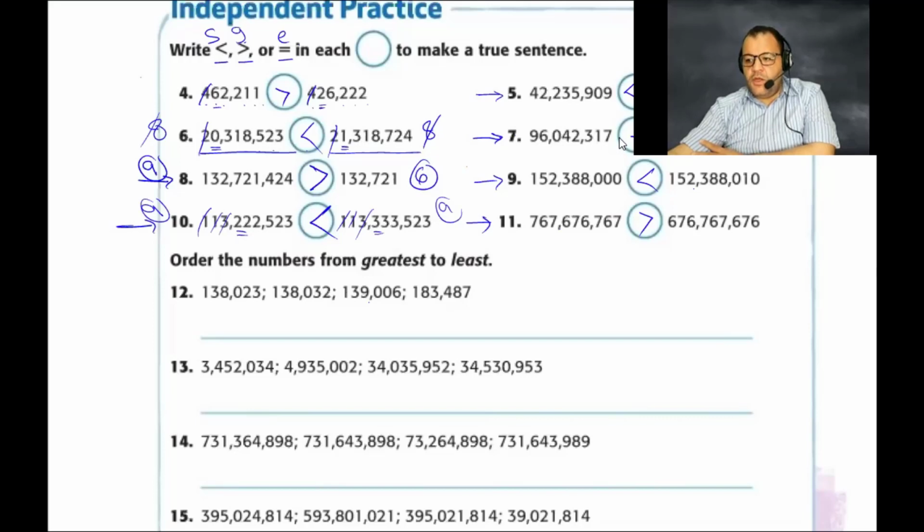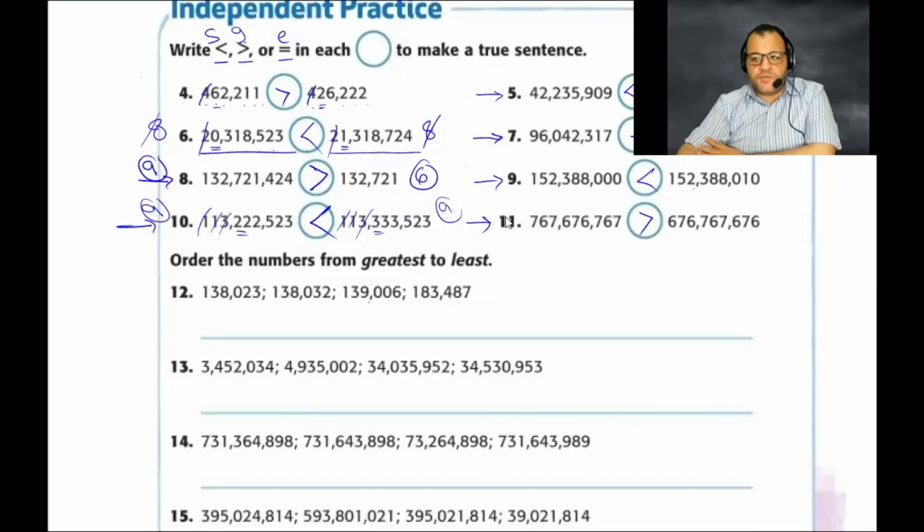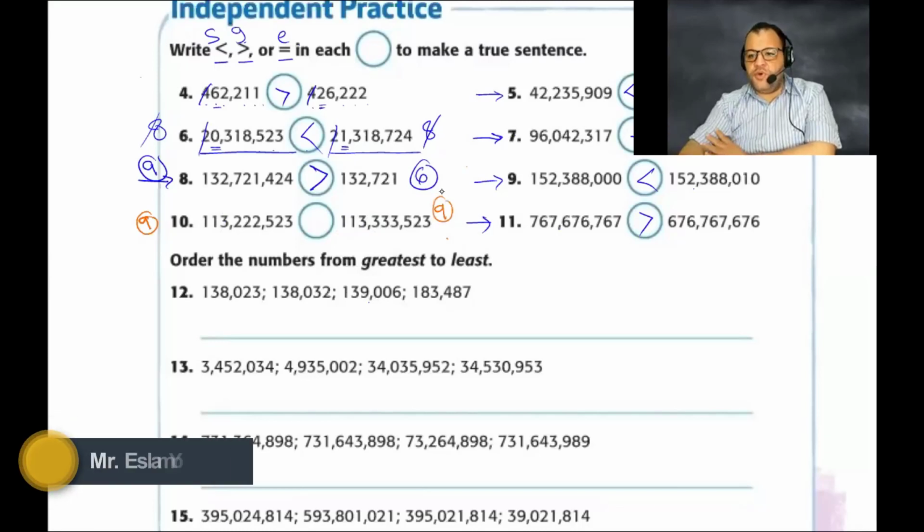You remember the lesson that we solved last time, which is comparing and ordering numbers. We said to compare and order any two numbers, at the first, we need to just count the digits. How many digits do we have for the first number? 1, 2, 3, 4, 5, 6, 7, 8, and 9. We have 9 digits for the first number, and we also have 9 digits for the second number. So we can compare between them.